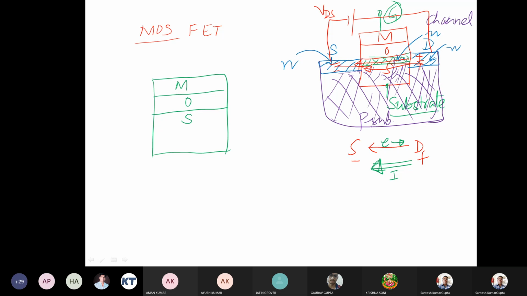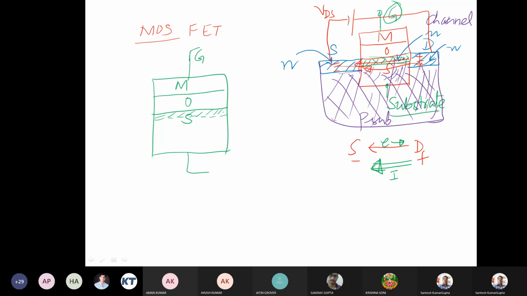Once the channel is there, suppose this channel is there in this semiconductor, the channel is always going to be in this semiconductor. It is not going to exist in the oxide or metal. Oxide is an insulator here. So the semiconductor is the right material where the channel is going to exist.